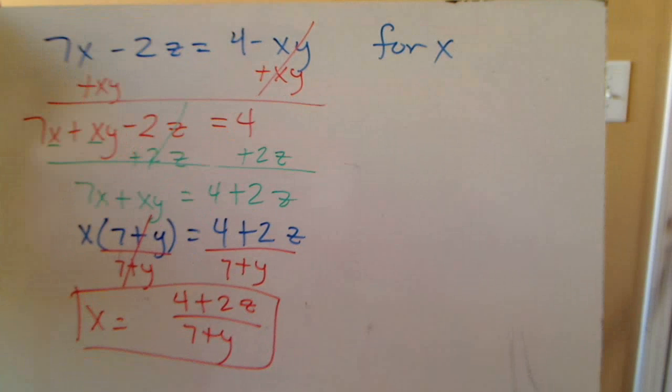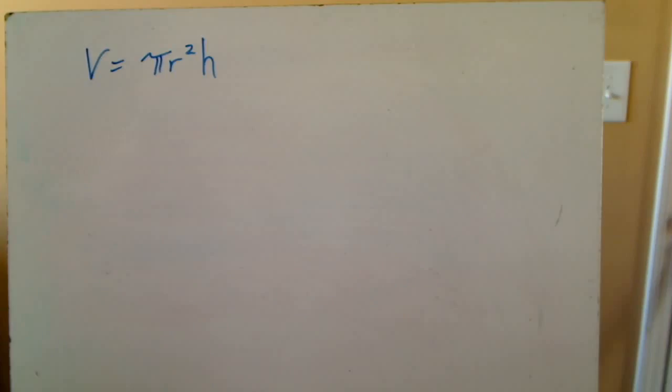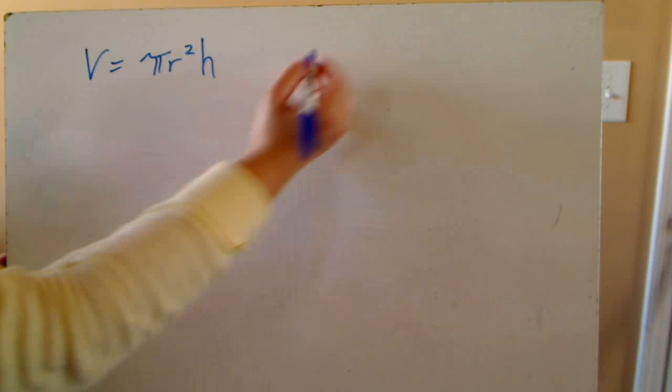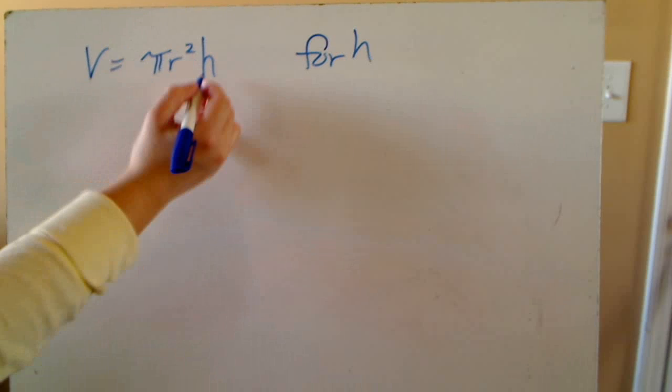Then you just have one more. And this is a word problem. It gives us a formula for finding the volume of the cylinder, which is V equals pi r squared times h. Then it tells us in part A that it wants us to solve the formula, this, for h. So we're going to solve for this variable.